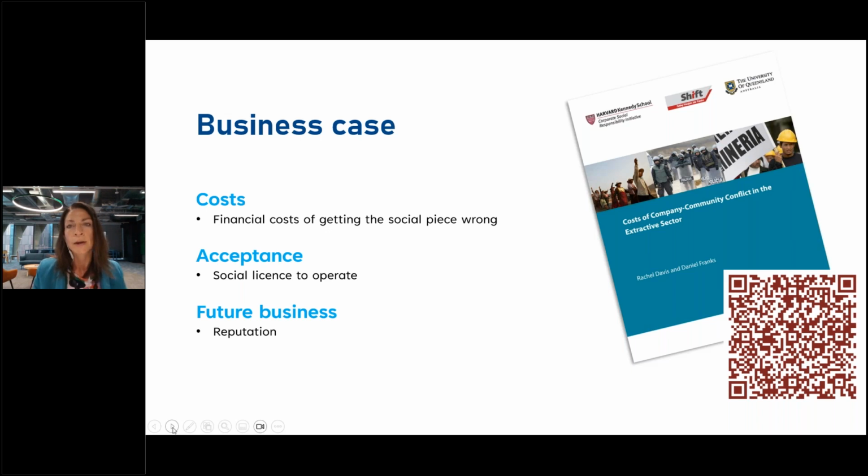Now, this goes all the way back now almost 10 years to 2014. In fact, it is 10 years. How did that happen? Rachel Davis and Daniel Franks, working with Harvard professor, the late John Ruggie, produced the costs of company community conflict focused in the extractive sector. And they came up with a figure that where we see community conflict pausing mining and extractives projects, companies bear on average a cost of US $20 million per week. So there is a very strong business case for getting the social piece right.